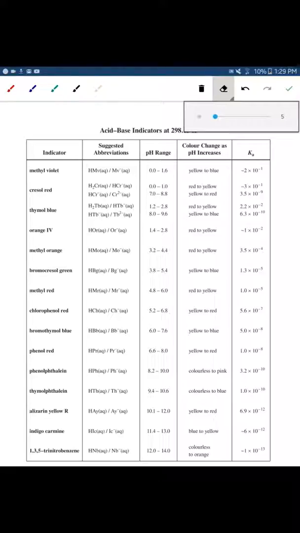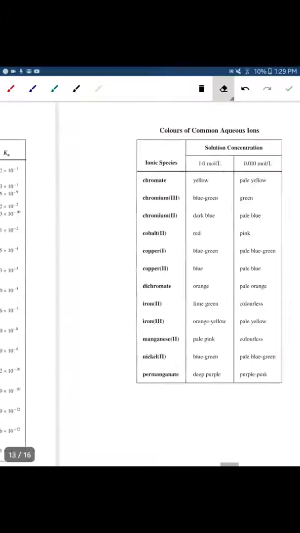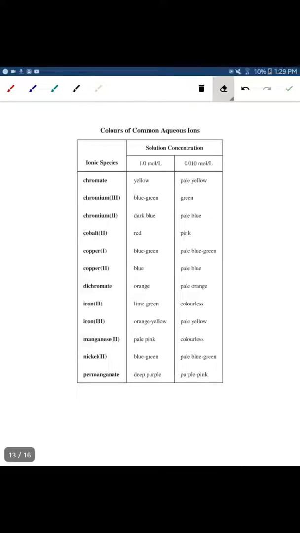And then let's see if there's anything else we need to add in here. These, again, are the colors of our aqueous ions that we have in solution. Again, there's not too much you need to add in here. Just be aware that it is there to help you complete your exam. Let's see, I don't know if we need to add anything else.